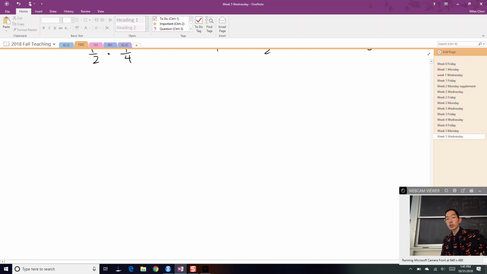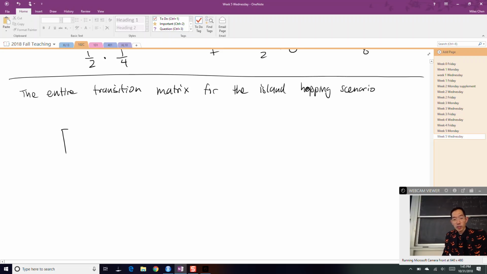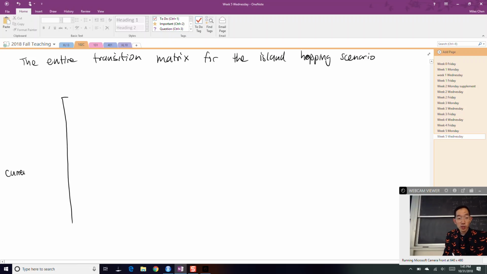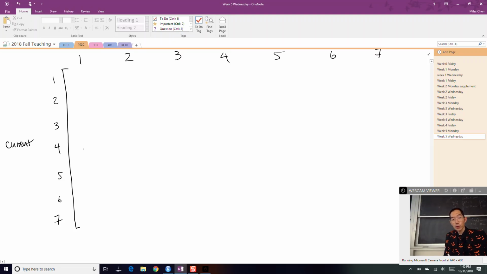And we can actually set up the entire transition matrix for the island hopping scenario, and I think this is going to be in your next homework. We basically have your current island, you can be at island 1, 2, 3, 4, 5, 6, and 7, and then for the next, you're going to end up at islands 1, 2, 3, 4, 5, 6, and 7. And in this row, the row for 4 is going to be what we just found: 0, 0, 3/8, 1/8, 1/2, 0, and 0.